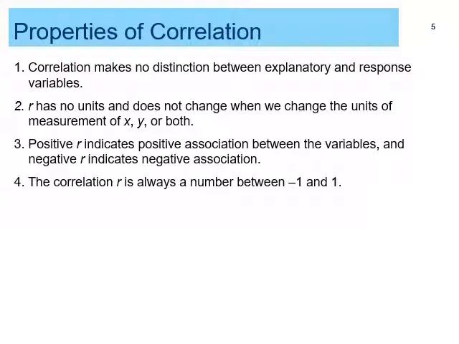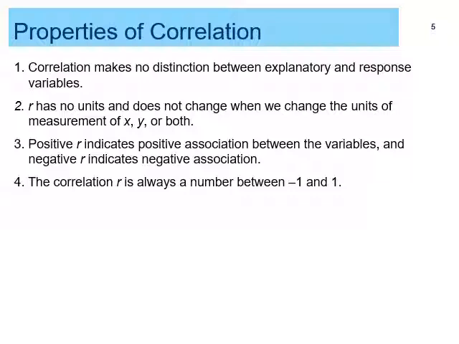So here we are, properties of correlation. Correlation makes no distinction between explanatory and response variables. What does this mean? This means that correlation between x and y is the same as the correlation between y and x. R has no units and does not change when we change the units of measurement of x, y, or both.